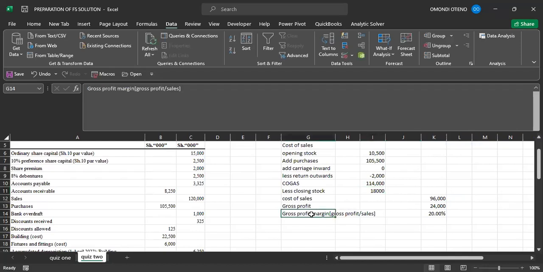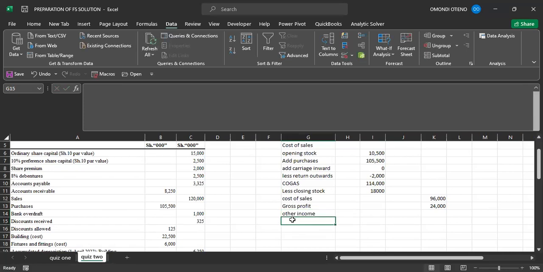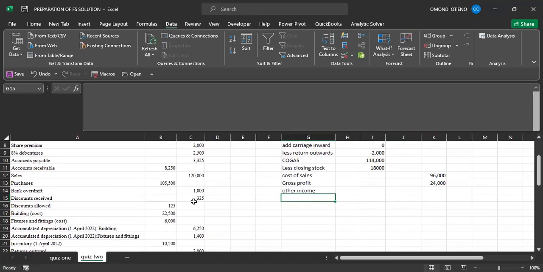Now, having done that, I've said we don't need these other items now. So after gross profit, do we have any other income? Any other income here can be investment income. It can be rental income. It can be a decrease in provision for doubtful debts. So do we have any other income from this particular question? Go to the credit side and look for any other income.